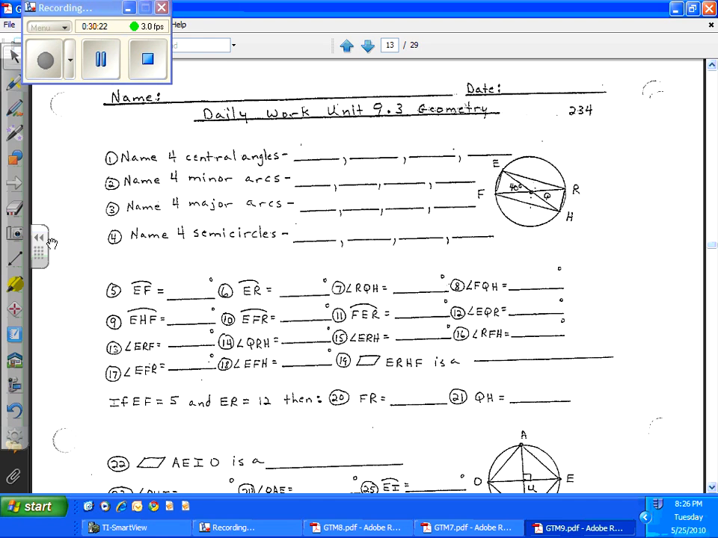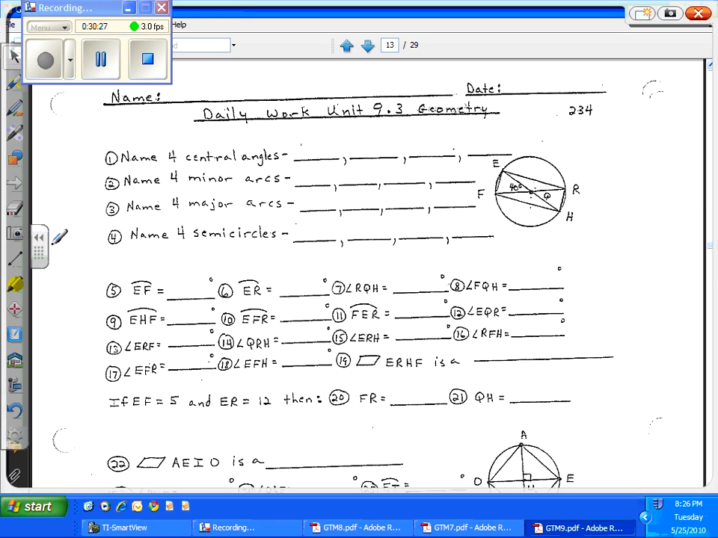All right, that brings us to the 9-3 daily work. It says name 4 central angles. Remember, a central angle is an angle whose vertex is the center and whose sides are radii. The vertex is the center, the sides are radii. So angle EQF would be a central angle.